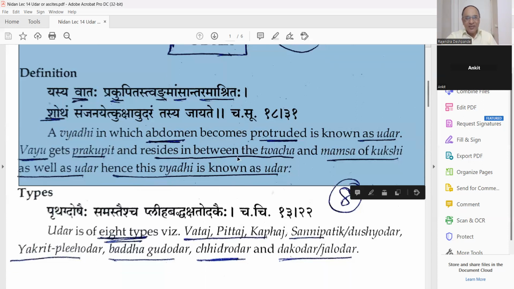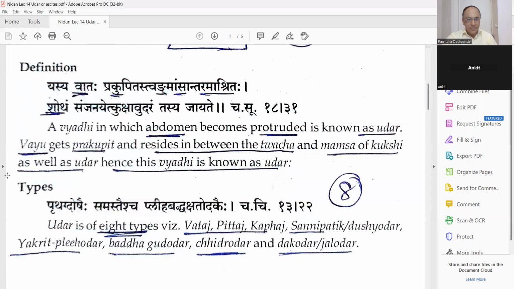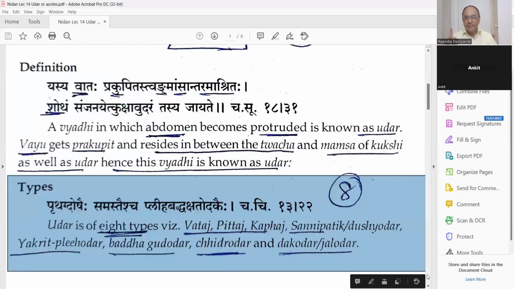Okay. Next, write down the types. Please write down the number 8. This is very important. Eight types of Udara. Now, 1, 2, 3, 4, 5, 6, 7, 8. Write down the sequence in your notebook. Start writing. First, V. Second, P. Third, K. Fourth, VPK. What is VPK? Tridoshaja, Sannipatika. Next, fifth, Yakrut Plihodar.